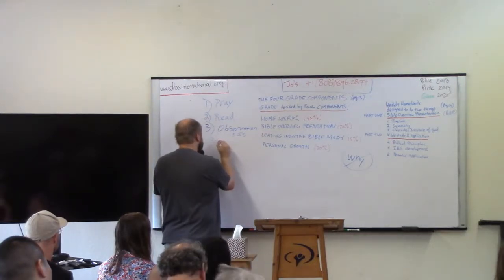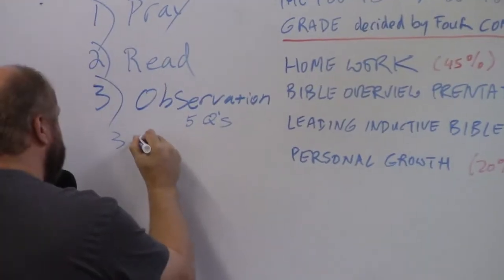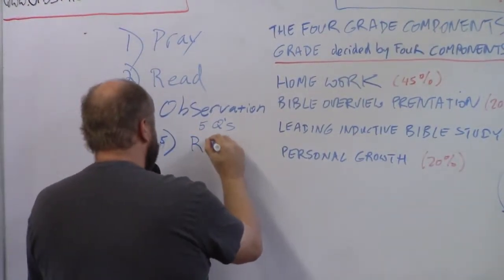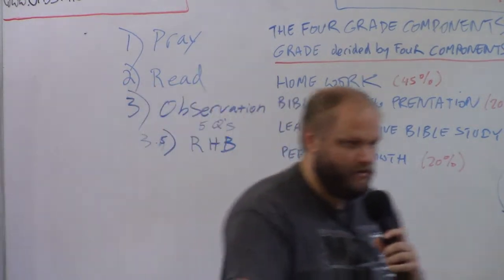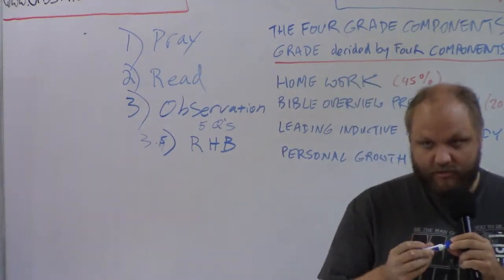Step 3.5 of the process is what we have started to call here relevant historical background. Here is where you bring in some understanding as to what's going on.